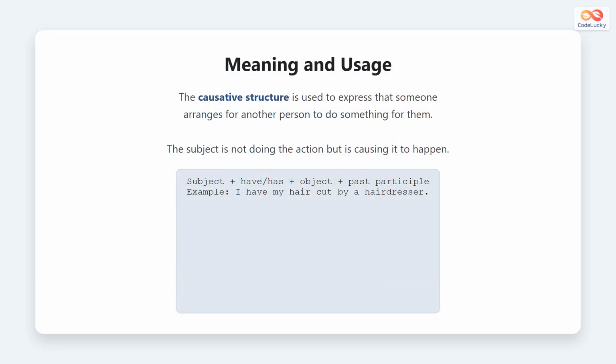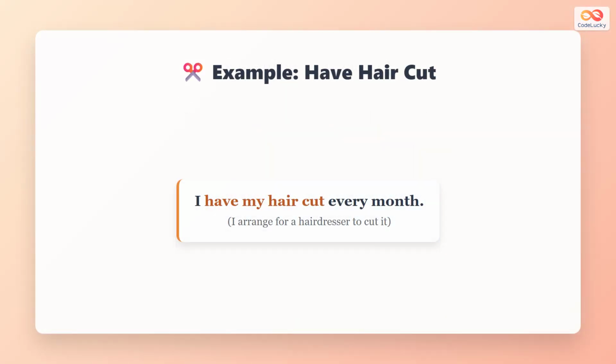This causative structure is used to express that the subject arranges for another person to do something. The subject does not do the action themselves, but causes it to happen through someone else. For example, I have my hair cut every month. This means I go to a hairdresser and arrange for them to cut my hair. It shows a service being done for the subject.